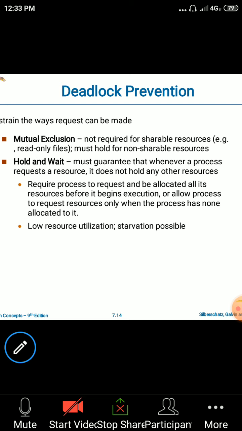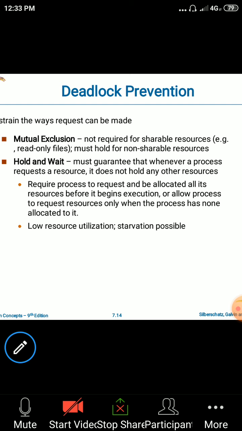Once all the resources are allocated to a process, then only the process begins its execution, right? And the second one is, the process can request resources only when it doesn't have any resources, that is, it is not holding any resources. These are the two protocols used to avoid the hold and wait situation.